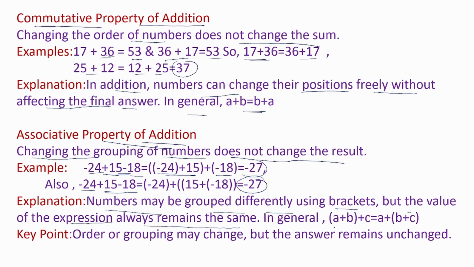In general, (a + b) + c is equal to a + (b + c), where b + c is inside the bracket. Grouping changes, but the answer stays the same. Order or grouping may change, but the answer remains unchanged.